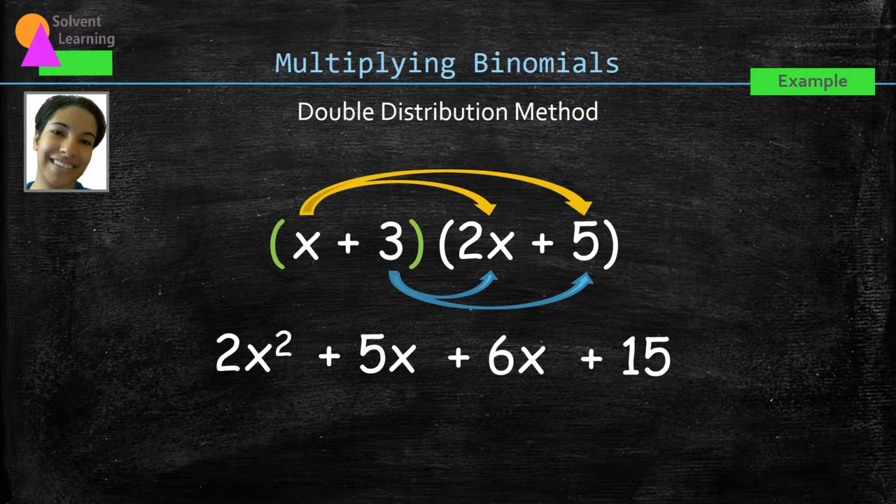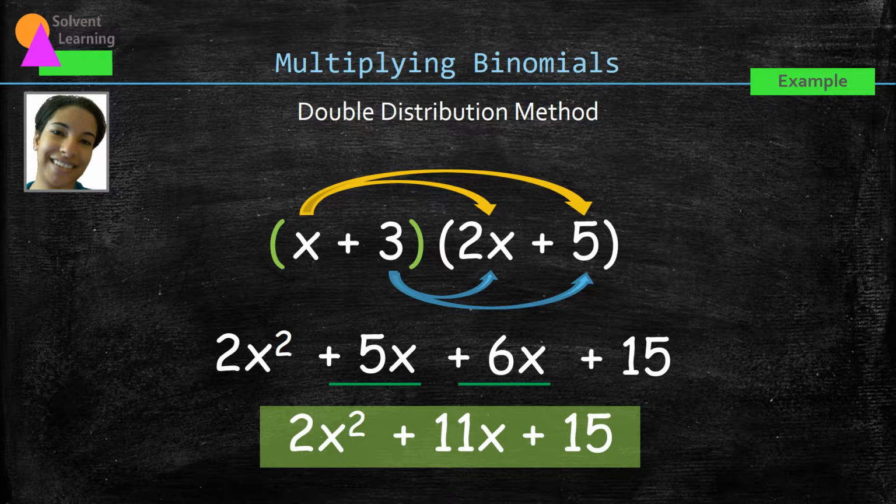Okay, now we can simplify what we have so far. We can see that there are two x terms in the middle, the 5x and the 6x. We can combine those to get 11x. So when we put it all together, our final answer is 2x squared plus 11x plus 15.